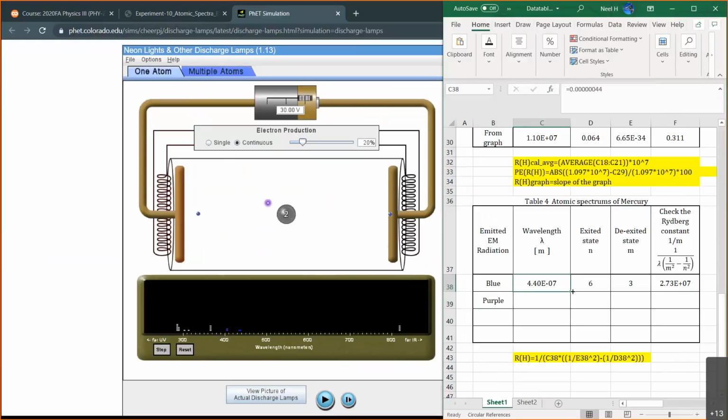So I can edit this one: 405, which means 4.05, and it goes from 6 to 2. If I do that calculation for the purple color, I'm getting a very reasonable answer. Close by, but the error is still going to be a little bit higher. Okay, any question?